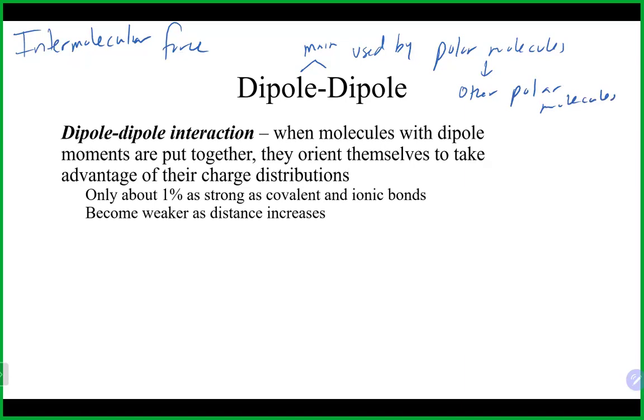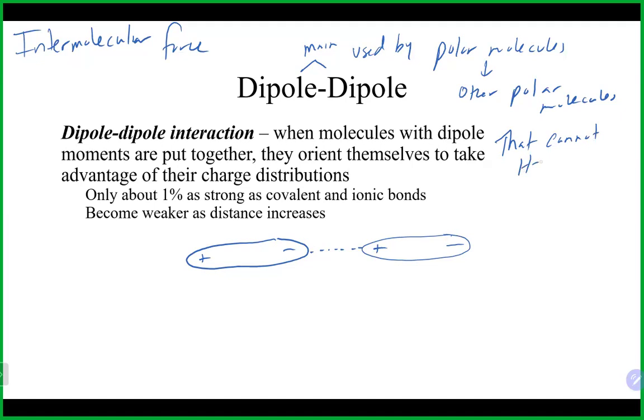Because it is a polar molecule, there's an unequal sharing of electrons, and there is a negative side to that molecule and a positive side to that molecule. What ends up happening is the negative side of one molecule is attracted to the positive side of another molecule, and that is what keeps those guys together. Now, this is typically the one you find in polar molecules that cannot hydrogen bond. We'll talk about hydrogen bonding in just a second, but they typically are polar molecules that lack the ability to hydrogen bond.